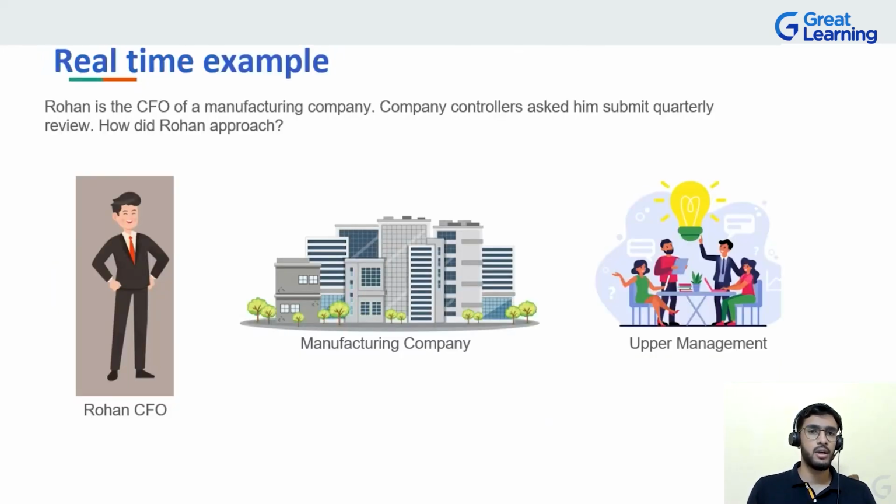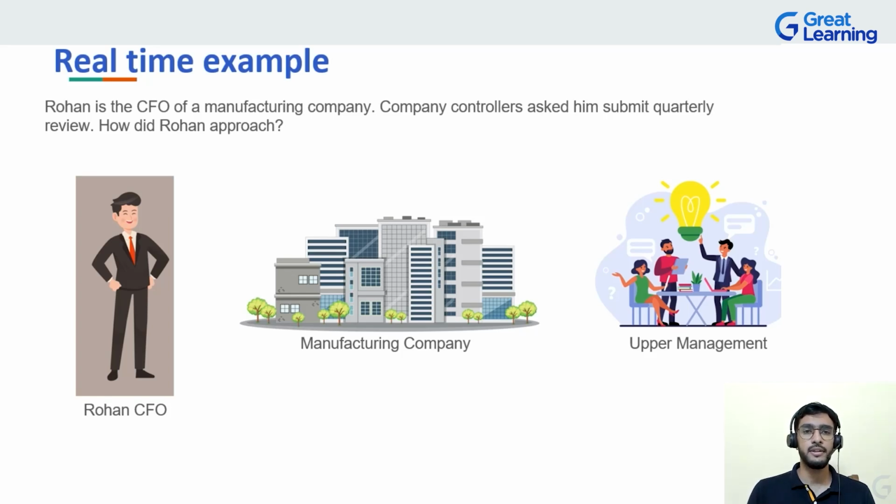All right, guys. Now that you have understood the differences in the accounting terms that were discussed, let us discuss a real-time example and get to know the approach of a managerial accountant in a company. So now Rohan is the CFO of a manufacturing company, and the company's controller has asked him to submit a quarterly review. Here, what we have to understand is the approach that he has taken.